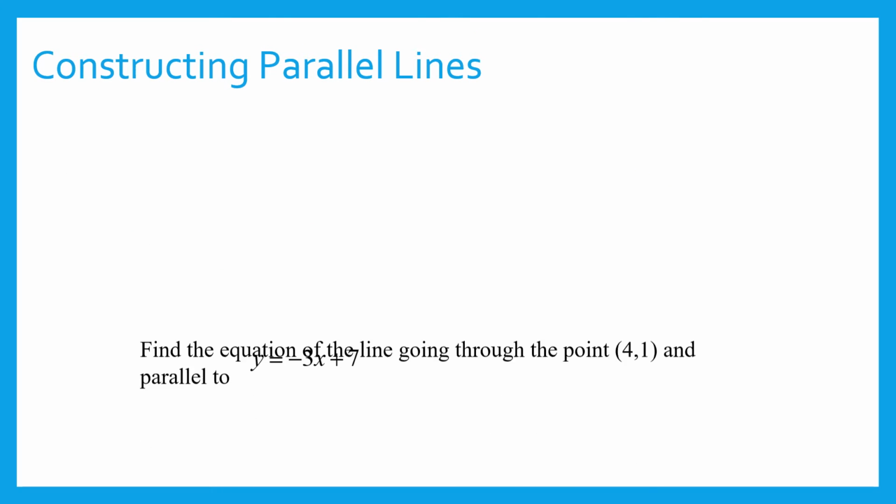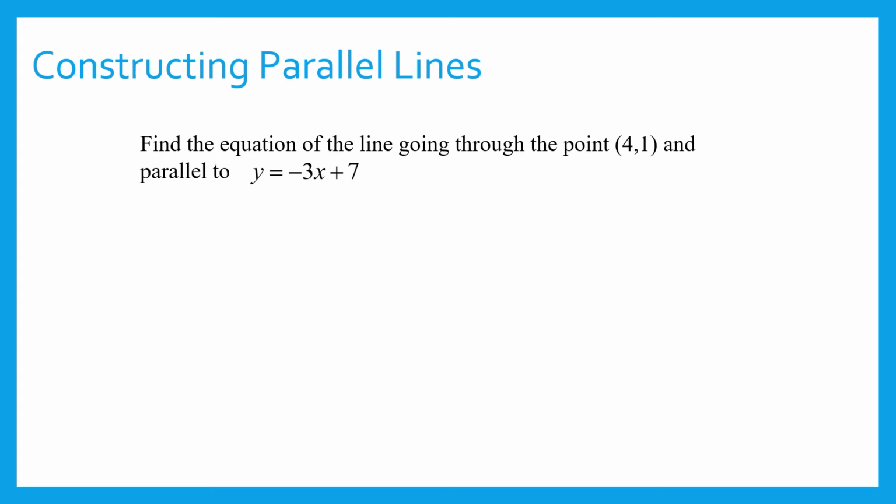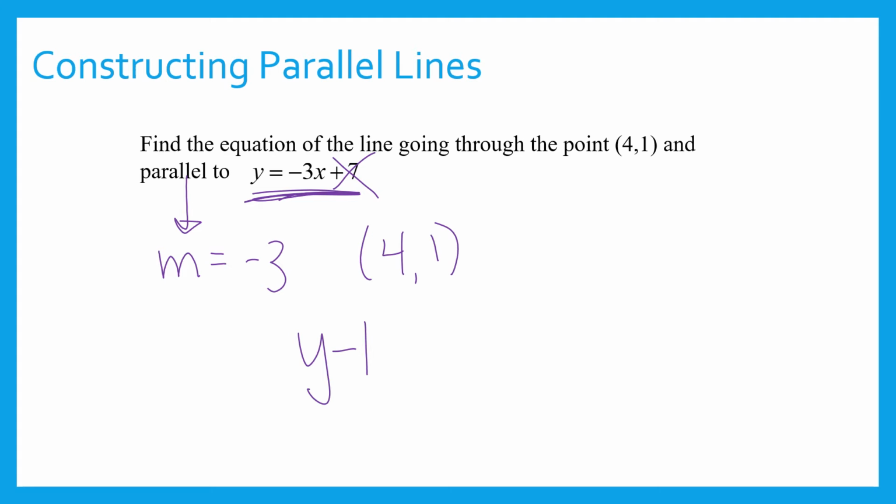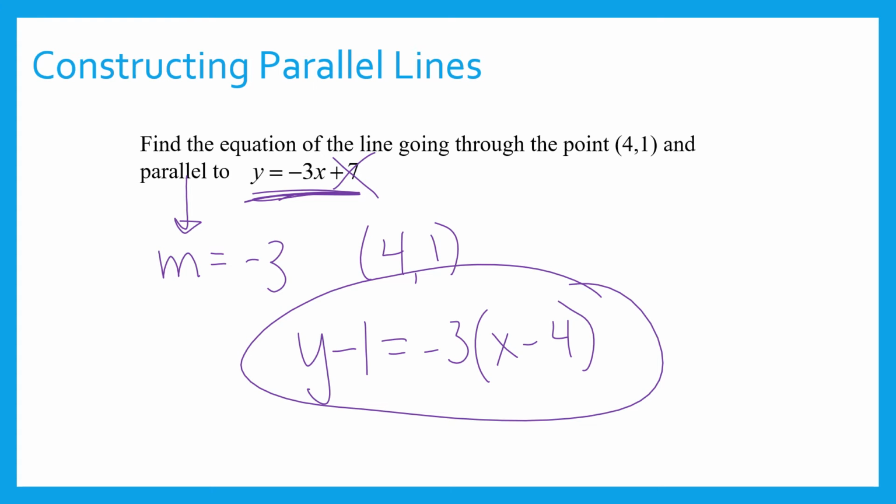Okay, let's take a look at another one here. Find the equation of a line going through the point (4, 1) and is parallel to y equals -3x plus 7. Well, again, if it's parallel, I know it has the same slope as this equation, but a different y-intercept. So the slope of my new line is going to be -3, and it has to go through point (4, 1). So now, because I have a point and the slope, I can just write that in point-slope form. So y minus 1 equals -3 times x minus 4. And that is the equation of the line.